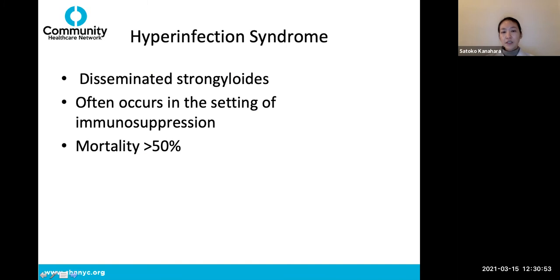And hyperinfection syndrome, you may see this with patients who are on transplant service, or any steroid use can trigger strongyloides to become active. And it doesn't matter how much or how long they're on the steroids, even low doses have been seen to cause hyperinfection syndrome from strongyloides in the setting of immunosuppression or corticosteroid use. And the mortality can be quite high, more than 50% in some of the cases. So it is important to look for and not miss strongyloides, especially if somebody's going to be on immunosuppression.